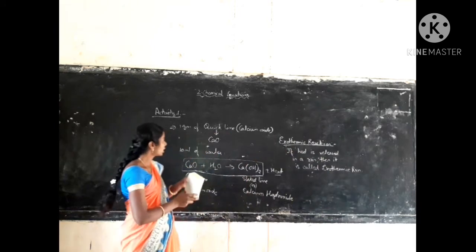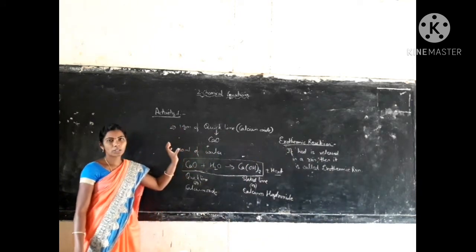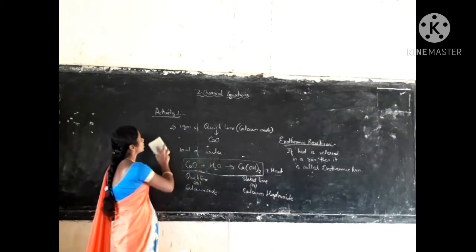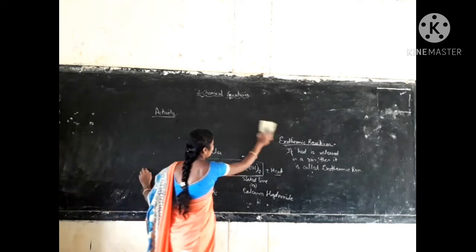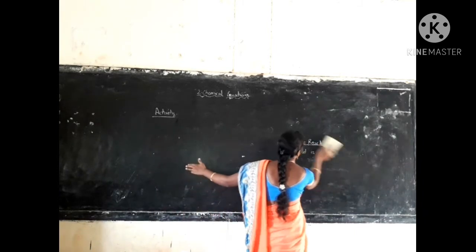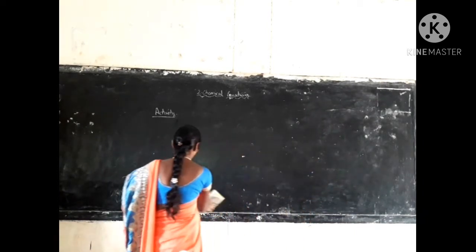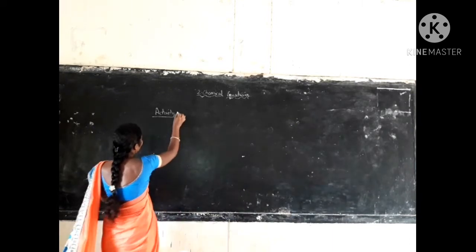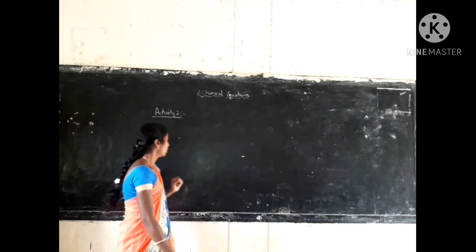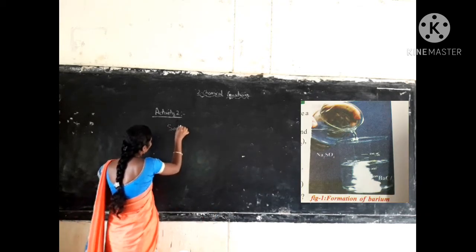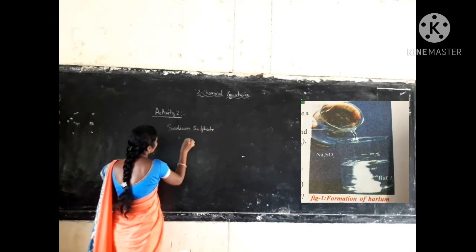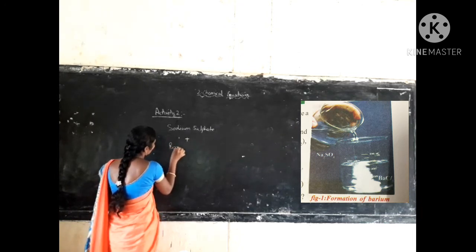Okay, so your first activity is nothing but your exothermic reaction. To indicate that exothermic reaction, you are doing this activity. Yes. Now let us see the second activity, activity 2. In the second activity, there are two chemicals. So that is sodium sulfate you have to take, and we should also take barium chloride.